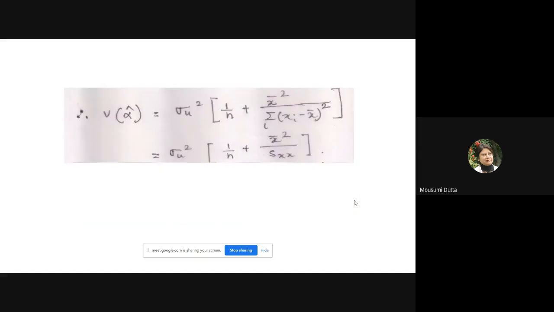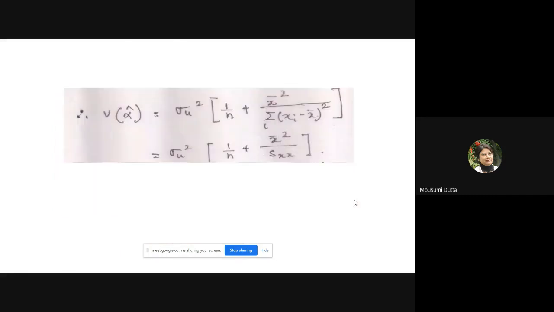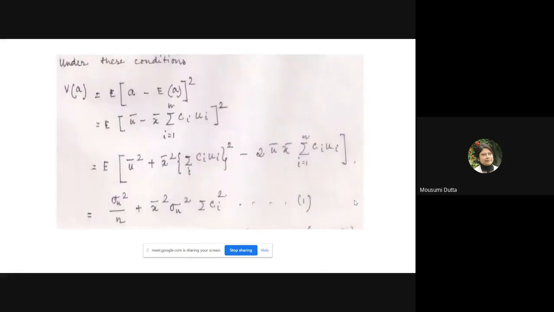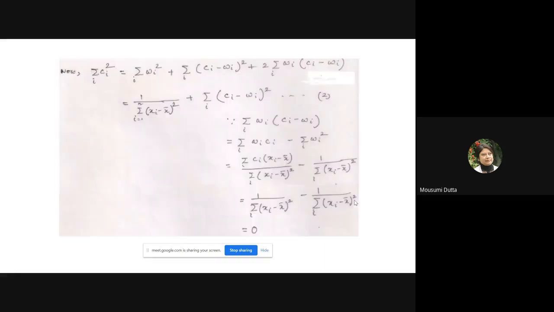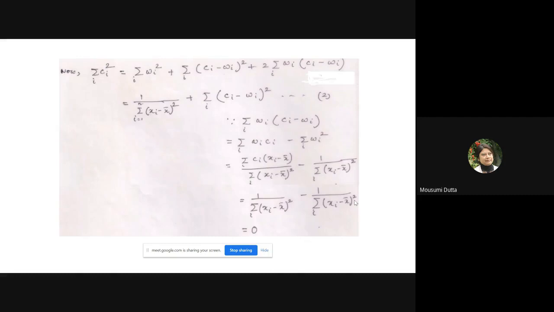Now for the OLS, this is the variance value: sigma square into 1 by n plus x bar square divided by summation xi minus x bar whole square. So there is similarity in the values. I have to check what is happening for summation Ci square. So summation Ci square we are considering.